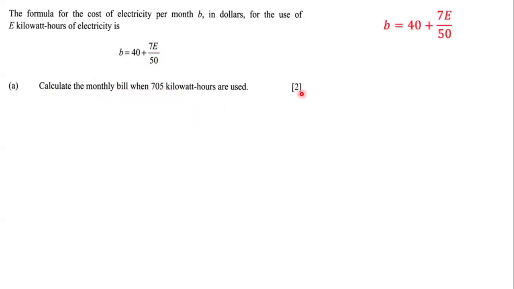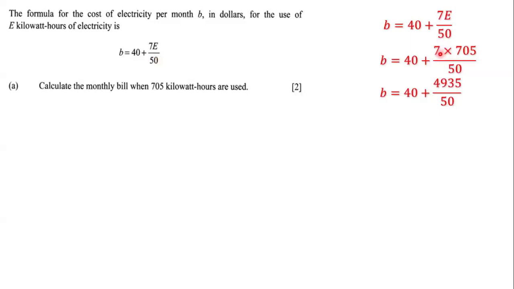And so here we're going to use this formula. So we have to determine what is the value of B. Now we know that E is equal to 705 because they said that 705 kilowatt hours are used. And so let's substitute that value in. So we have 40 plus 7 times 705 all over 50.